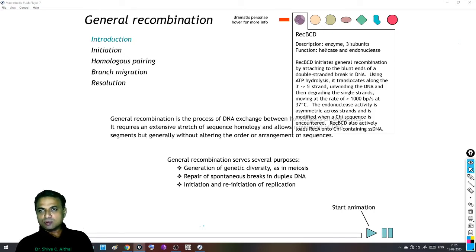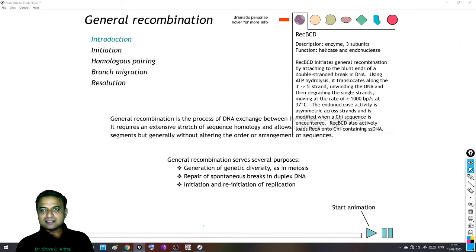But in the natural process, RecBCD initiates general recombination by attaching to the blunt ends of the double-stranded break in the DNA. Using an ATP molecule, meaning it requires energy, it moves along the DNA, which is called translocation. It translocates along the DNA strand, unwinding the strand. Therefore it has a helicase activity.